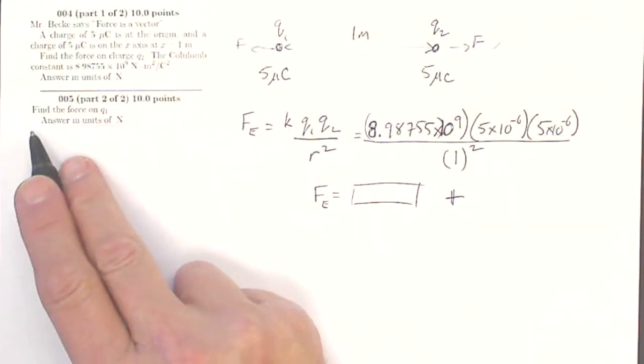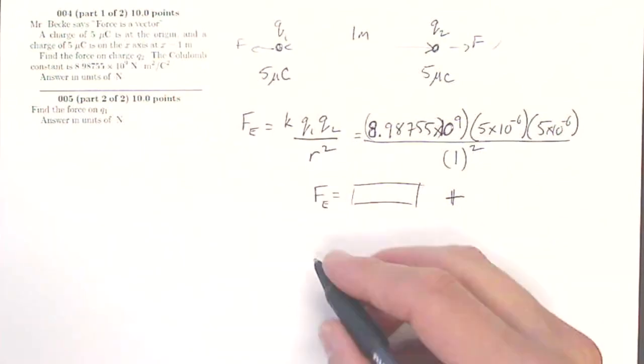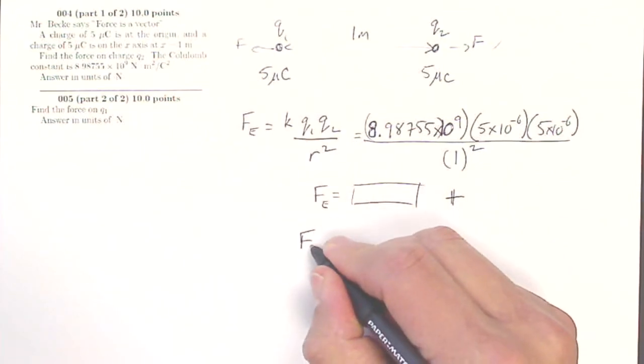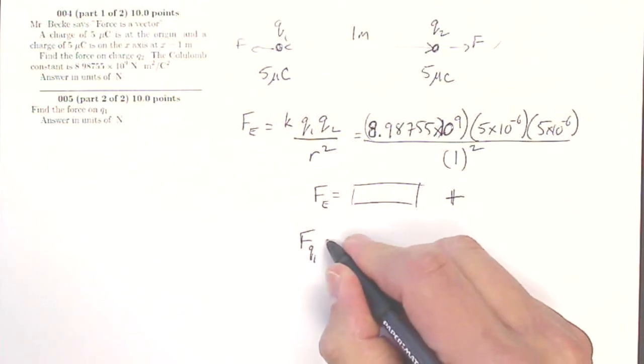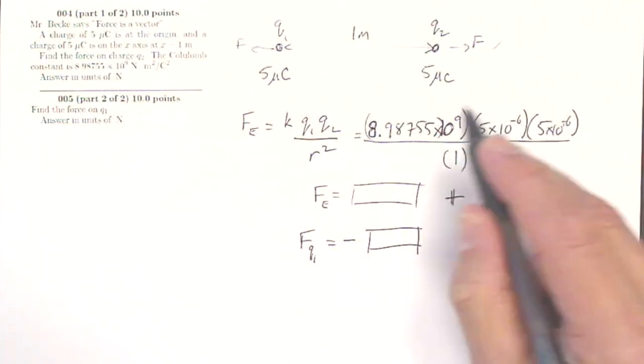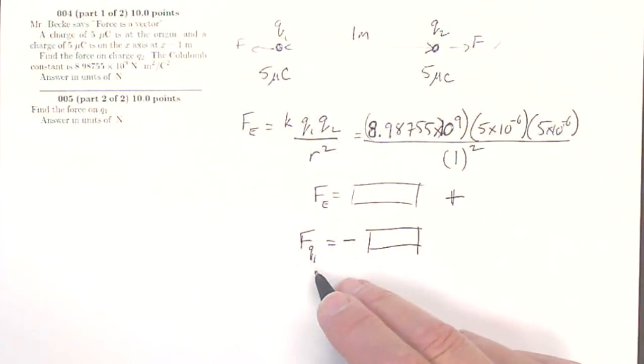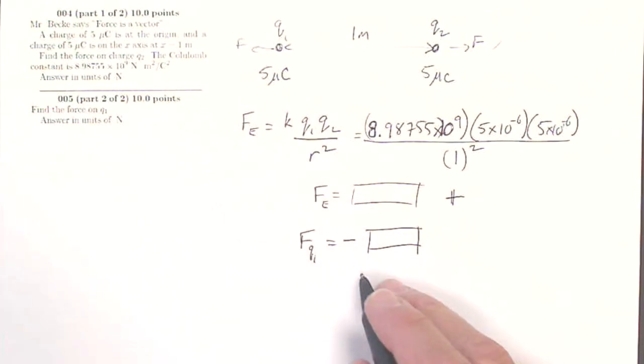But when I get to number 5, it says find the force on Q1. Well, Q1 is being forced to the left. In this problem, they want the force on Q1 to be expressed as a negative answer, but it's going to be the same amount, because if I just switched Q1 and Q2, I'd wind up with exactly the same number. But in this case, since Q1 is to the left, I'm going to put it as negative, with that same magnitude, that same number.